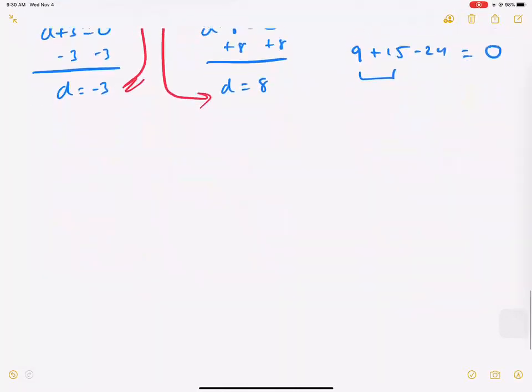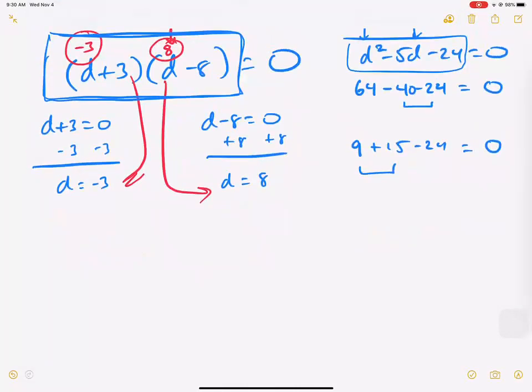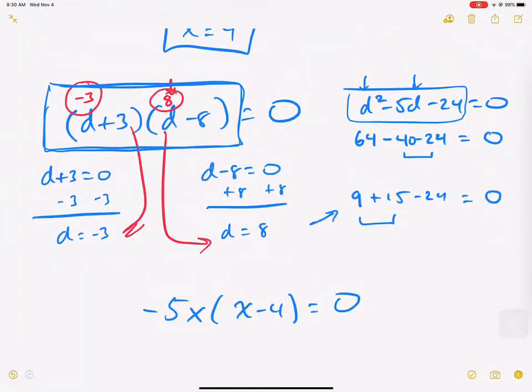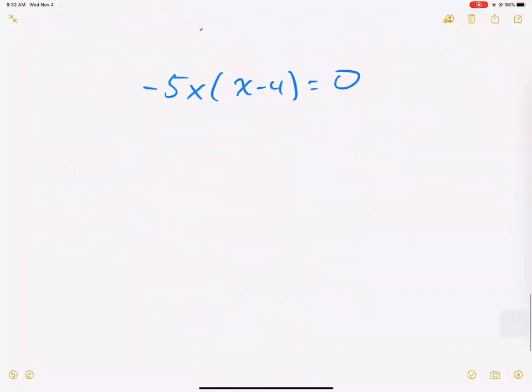Now let me just do one more. If I write negative 5x times (x minus 4) equals 0. Okay, let's look at this next problem on the board. Negative 5x times a parentheses x minus 4. How can I make this go to 0? How can I make it sink like the Titanic? What values could I use?